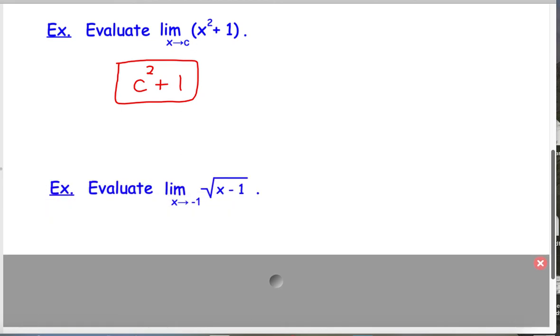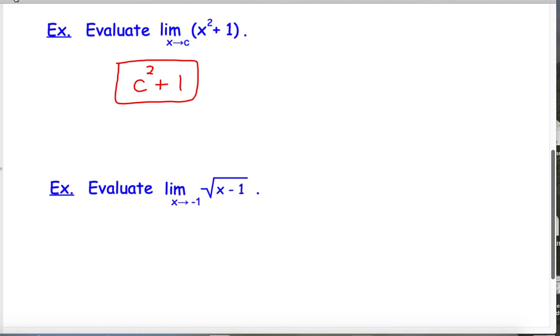All right, let's look at one last one. What's the limit as x approaches negative 1 of the square root of x minus 1? Well, if we plug in negative 1 for x, we're looking at the square root of negative 2, and we can't do that in the real number system, so this is a does not exist.